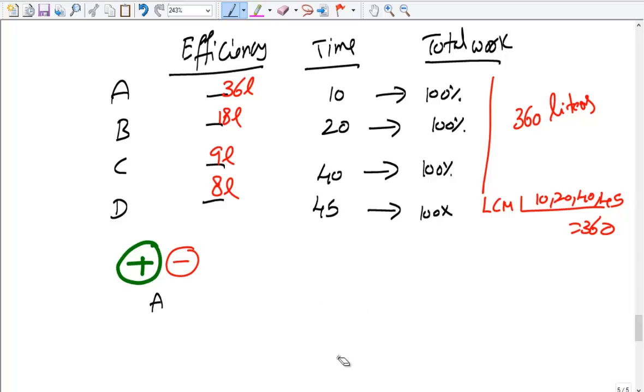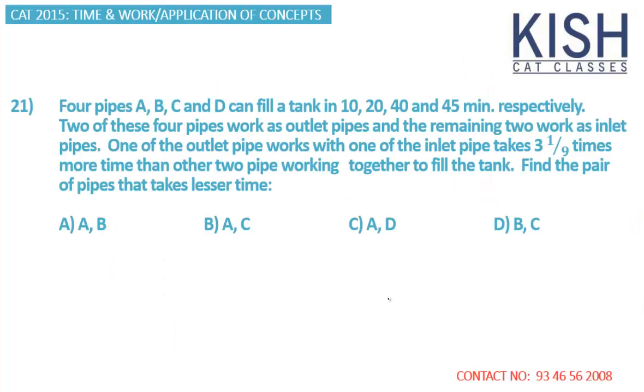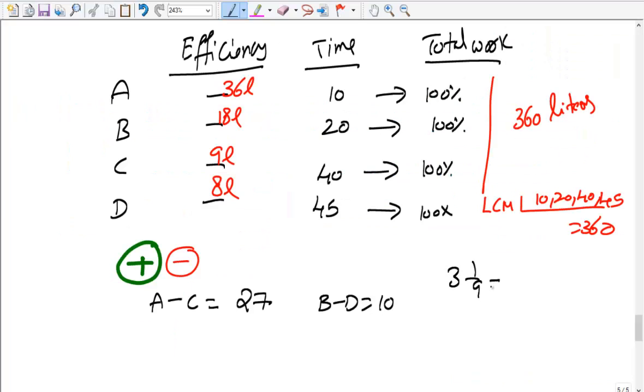Then let's go to AC. That is 36 minus 8, that's 28. Now it's going to be B minus D, that's going to be 10. So in such a case, it is going to be 2.8 times. We know that efficiency and time are inversely proportional. So if it is 28:10, that's not possible because we need it as 3 1/9. 3 1/9 is nothing but 28/9. So in such a case, this is also ruled out.